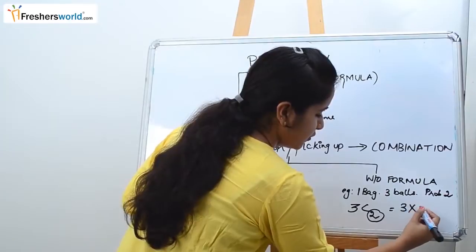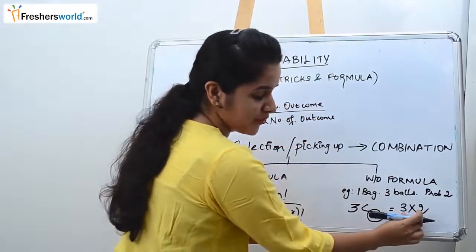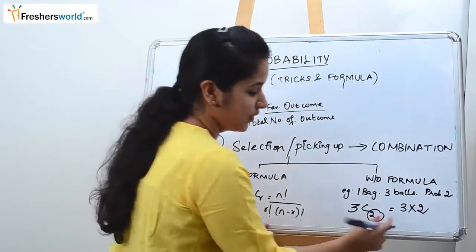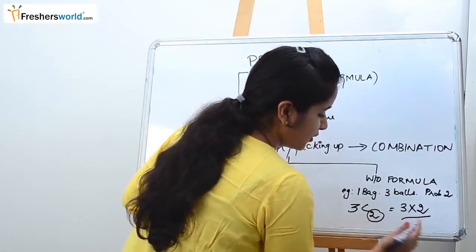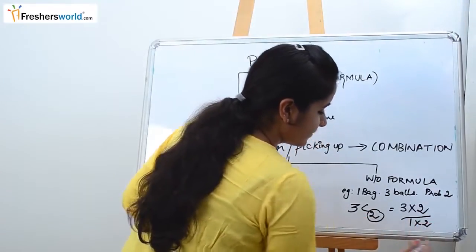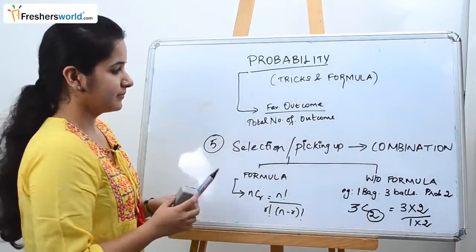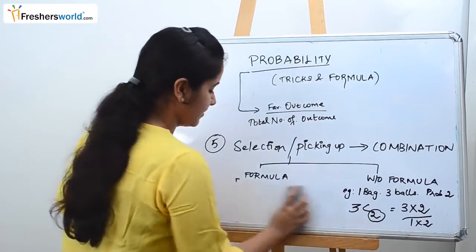3 into 2. Why only 2 times you are reducing? Because here it has 2, divided by here 2, so 1 into 2. Simple, right? Let's take another example.